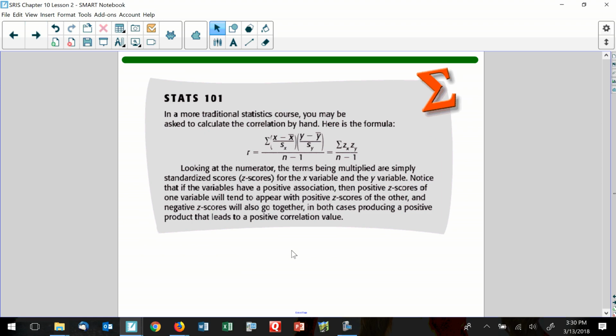If you didn't do it on the calculator, here's the formula you would have to know how to use right here in order to calculate it out, which we won't have to in class. But if someday you take statistics and they want it by hand, that's what you're looking at.